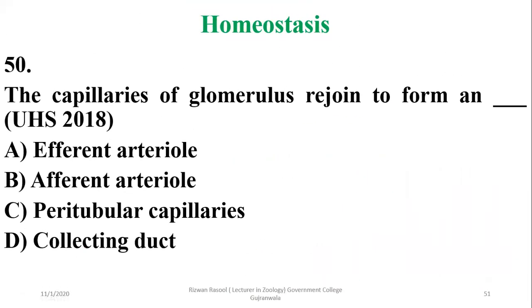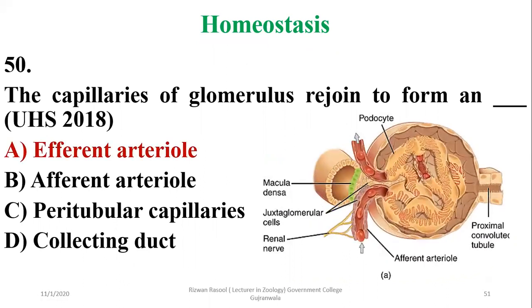The capillaries of glomerulus, which is the first network of capillaries around nephron, they rejoin to form an efferent or exiting arteriole. So right option is alpha, while arteriole, which is entering into the glomerulus or incoming blood vessel, is afferent.